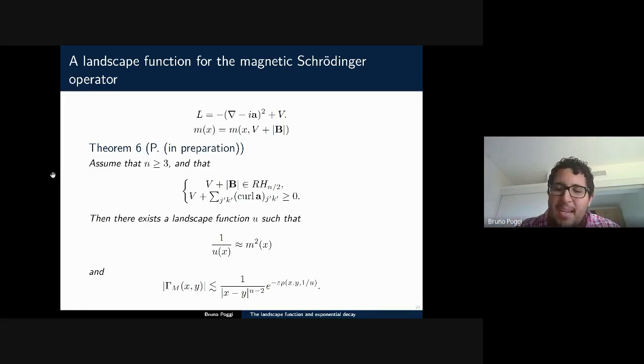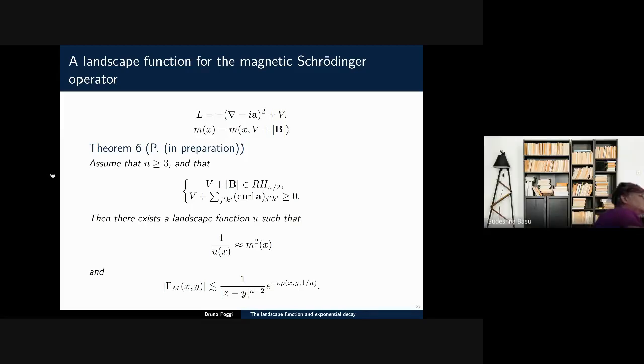But now I have a sign condition. It's the second condition here. It is a sign condition on the magnetic field. What this condition means is that the magnetic field is, in some sense, pointing in a single direction or in a single half space. It cannot change signs. Or if it changes signs, it had better cancel out with the electric potential or with the other components of the magnetic field. That is this condition.